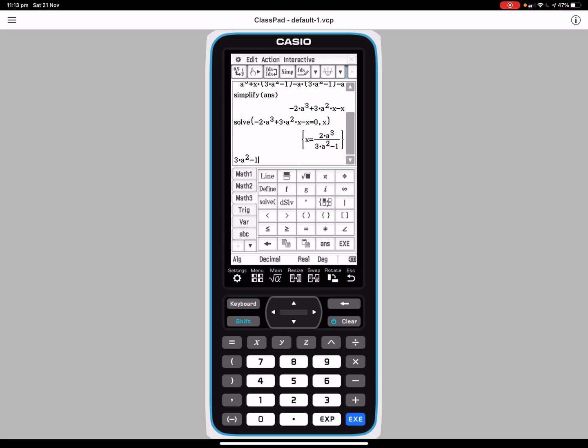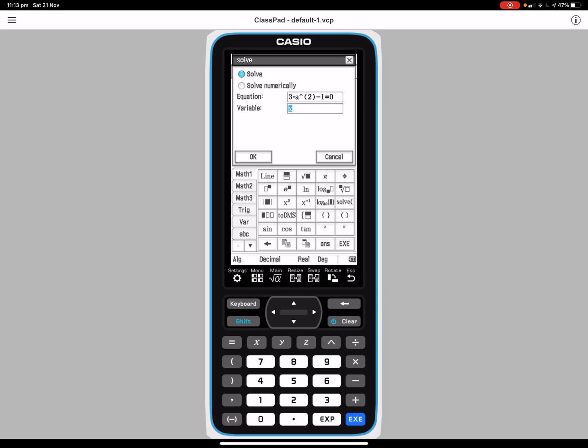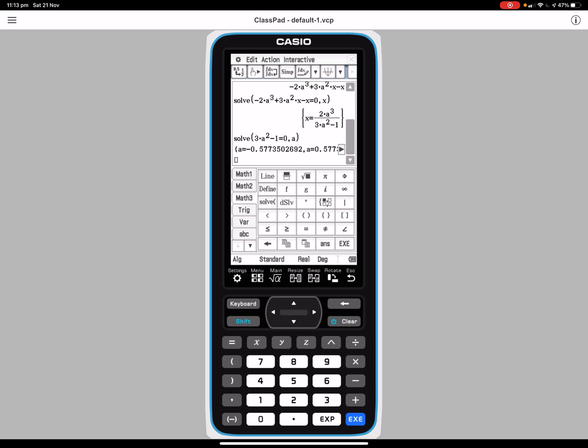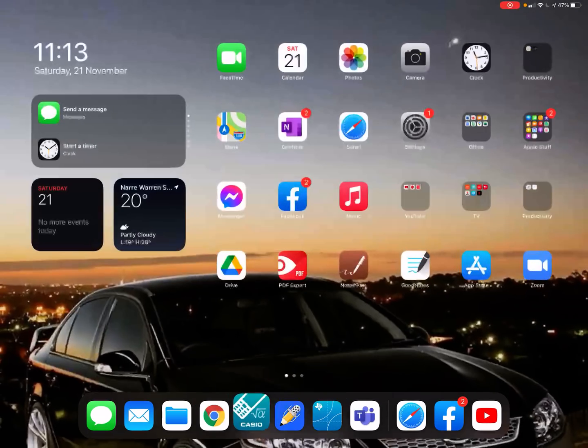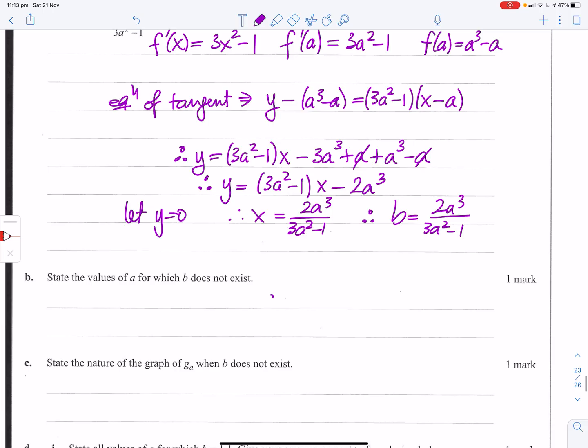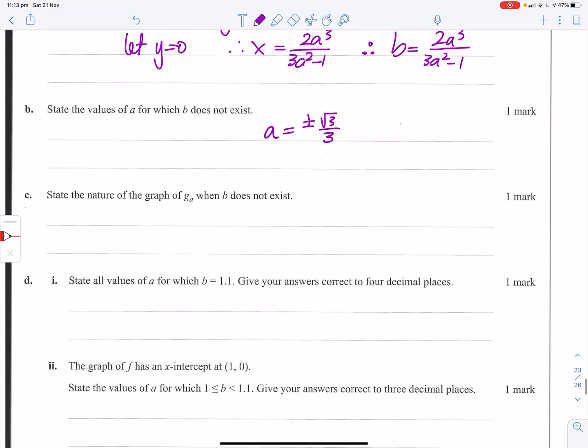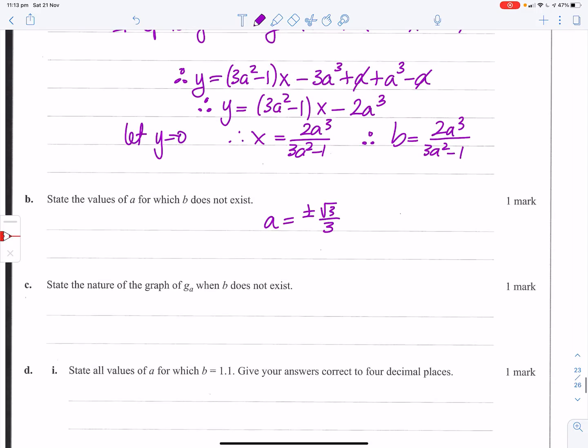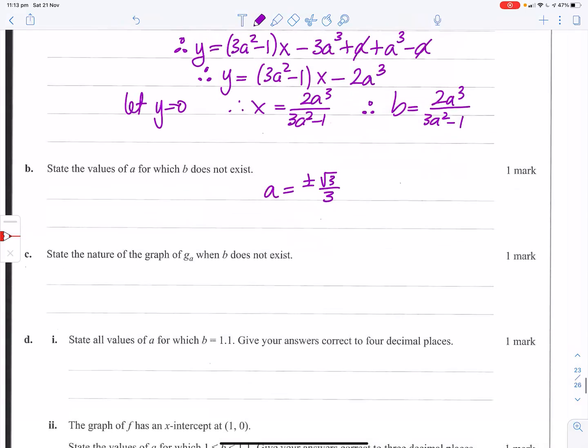We know the denominator can't equal 0, so we set it equal to 0. Solve for A, and get our exact answers. A is plus or minus root 3 on 3. State the nature of the graph of that when A doesn't exist.